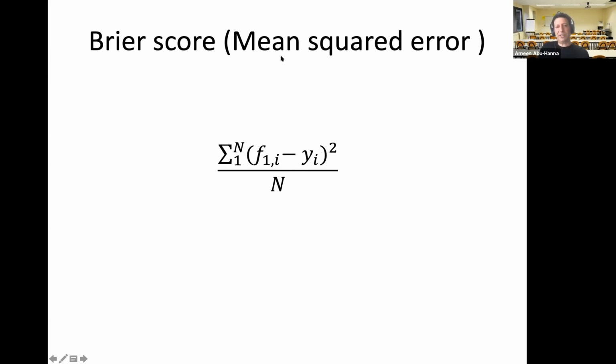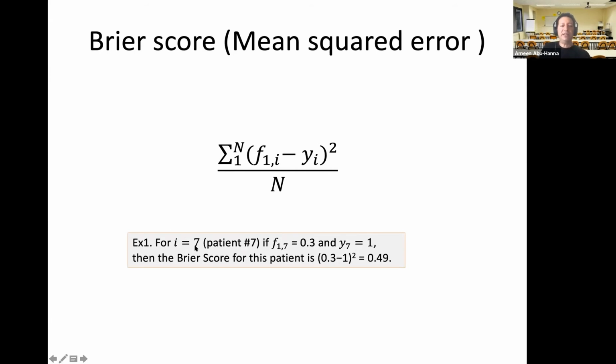So the Brier score is actually a very simple idea. You take the prediction and you look at the distance between the prediction and the true outcome. And that's it, and you take the mean. So let me show you an example. If i is 7, so patient 7, and the prediction is 0.3, and the outcome is 1, what is the error? A Brier score is a measure of error. The higher, the worse. So the Brier score for this patient will be (0.3 minus 1) squared, which is 0.49, which is quite high. And you can expect it to be high because the patient died, but I said that the prediction is only 30%.